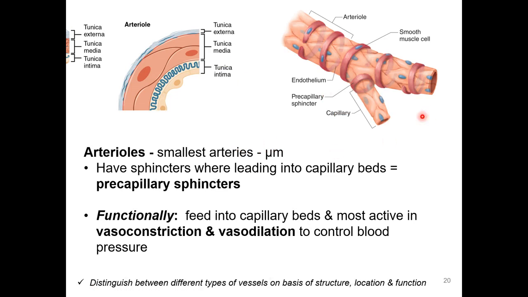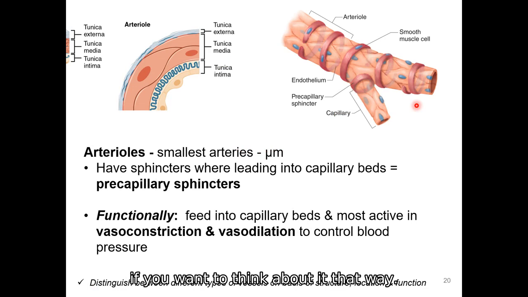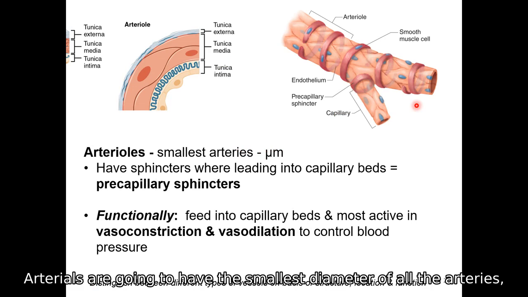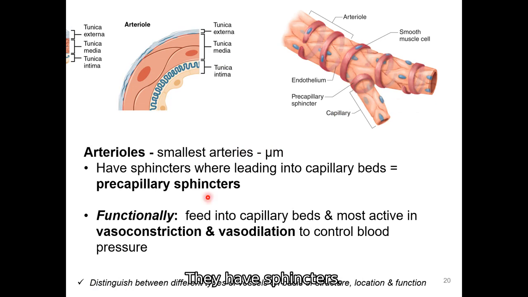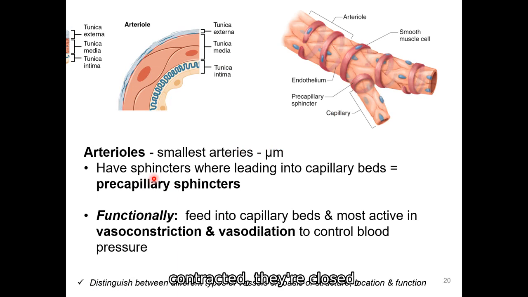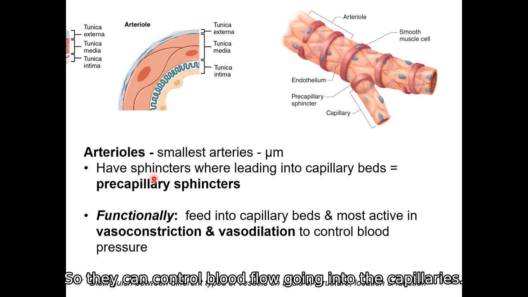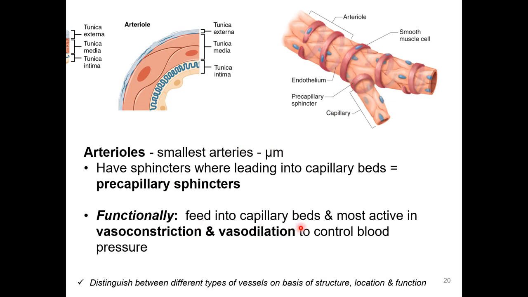When we get down, now we're smaller. There's going to be more of them. Now we're branching and going to the neighborhoods, if you want to think about it that way. Arterioles are going to have the smallest diameter of all the arteries, about 300 micrometers, 0.3 of a millimeter, if that helps you. They have sphincters. Remember, sphincters are circular muscles that when they're contracted, they're closed. And when they are relaxed, they're open. So they can control blood flow going into the capillaries. Functionally, they feed into capillary beds.